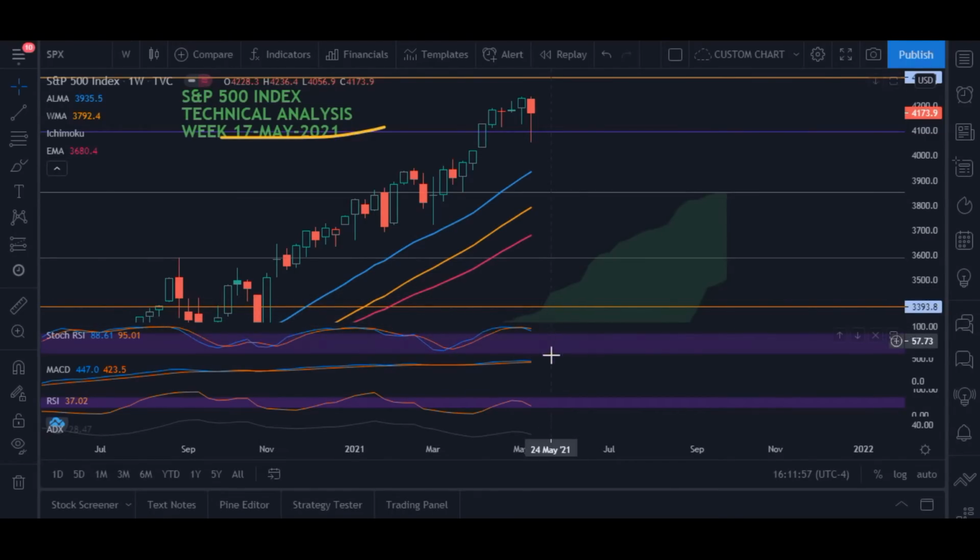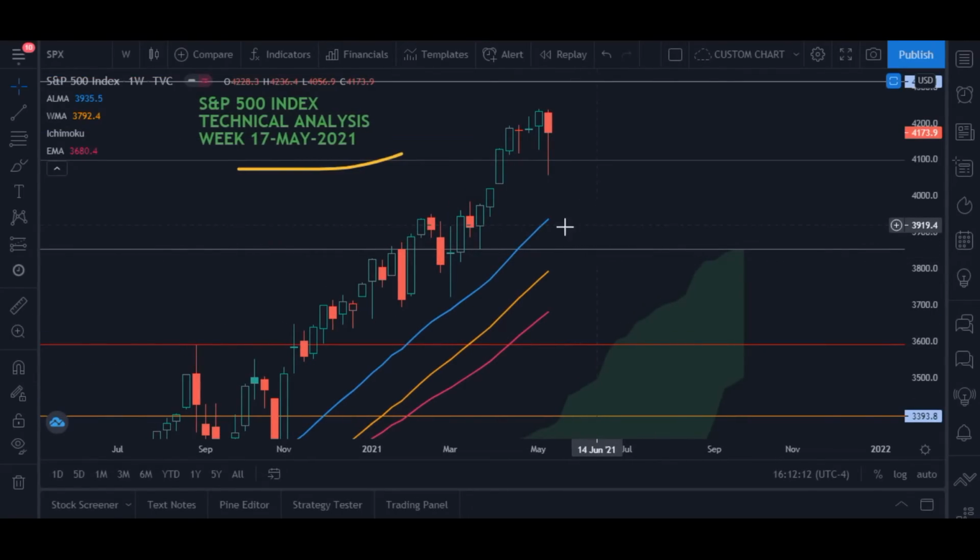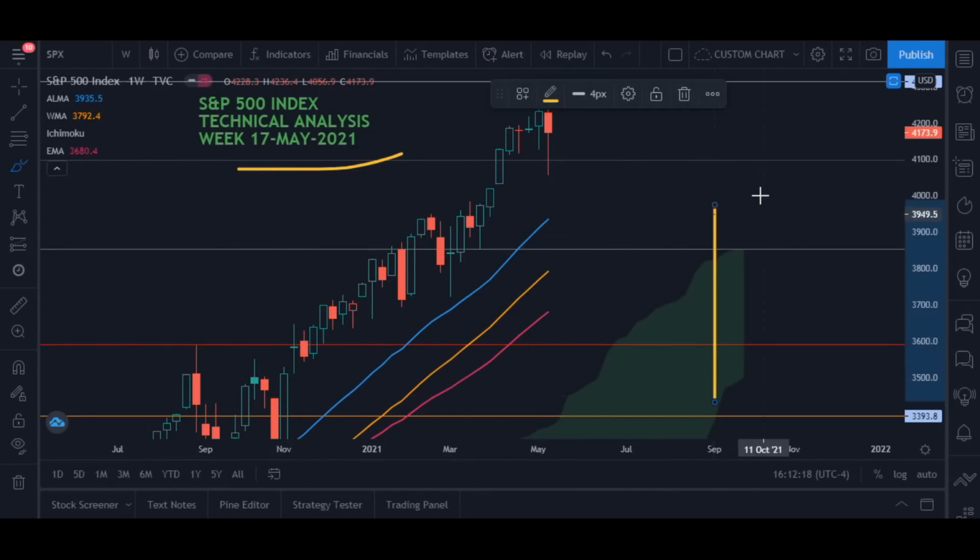The MACD is again supporting the stock RSI and all of the indicators, and it is supporting the bull trend. Momentum: now the market has lost its momentum this week. So if we see, all of the technical indicators on the weekly chart are supporting the bull trend. All of the technical indicators.